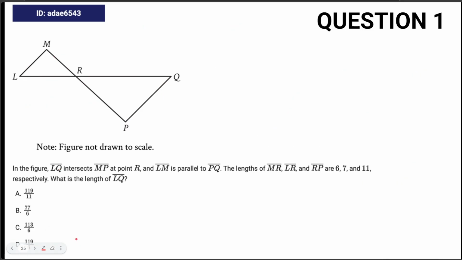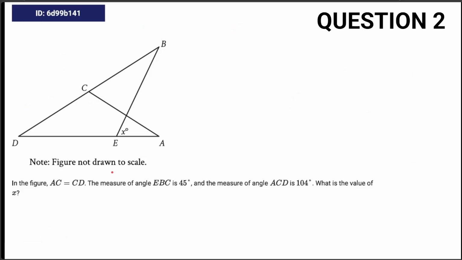Okay, time to move on to the next question. We have question 2, and I'll start in 3, 2, 1. In the figure, AC is equal to CD, so we know that this and this tick mark goes all the way to C to A. And those let you know that they're equal.